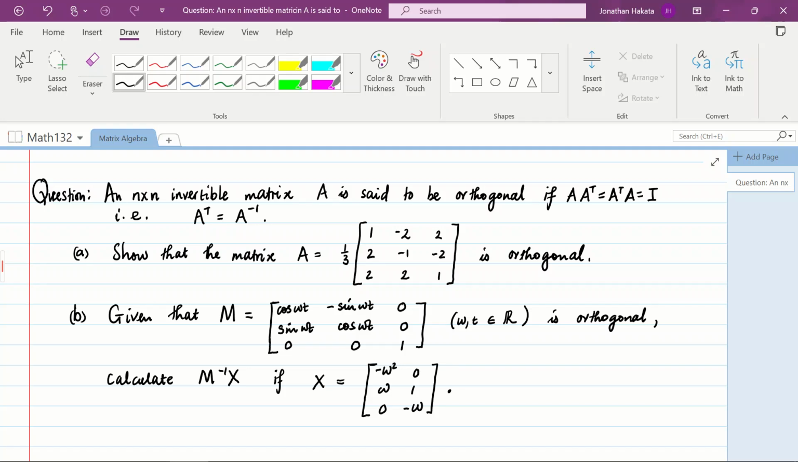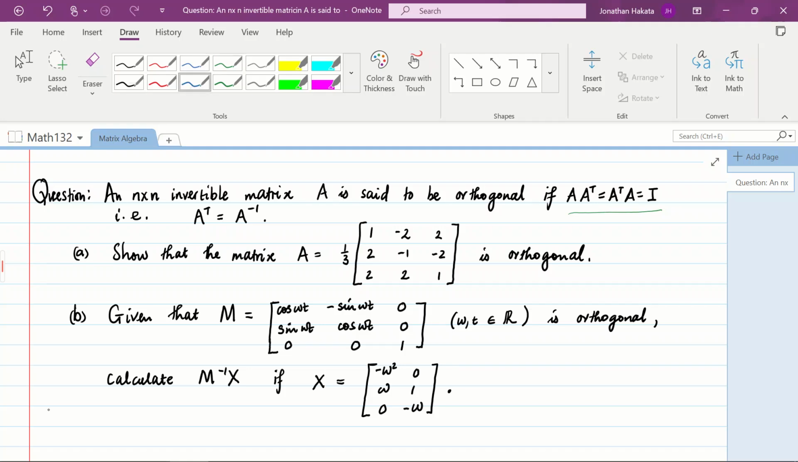Now, first of all, we want to make use of the given definition. And the given definition is right here. So if we can calculate A times A transpose and reduce it to some I, and as well do the same for A transpose A and reduce it to I, then we would have proven that indeed the given matrix A satisfies this definition of orthogonality. So let's do that.